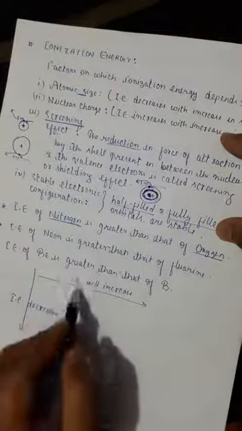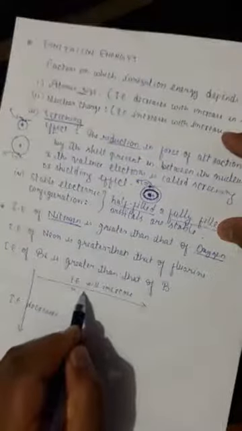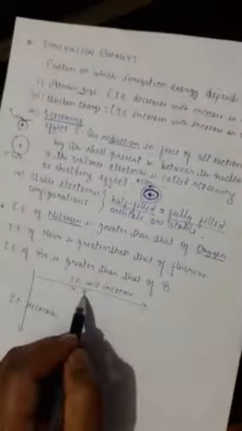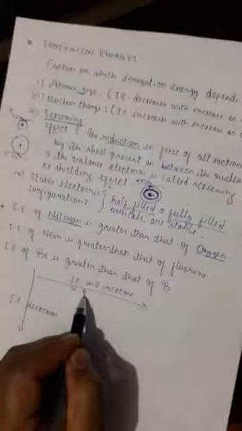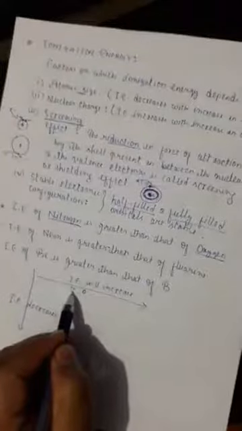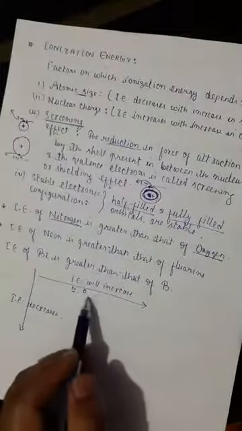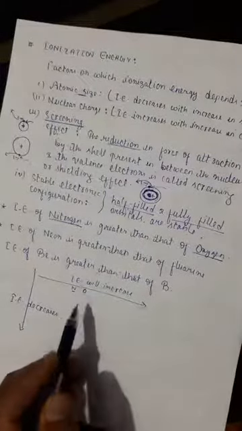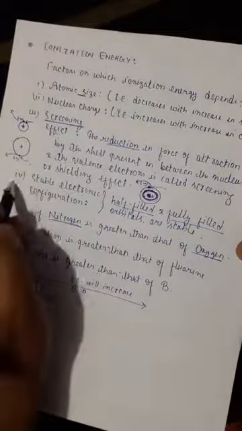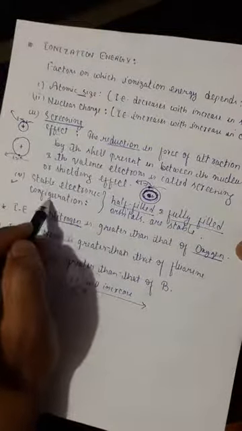Why? Because nitrogen comes first, then comes oxygen. Yes or no? So according to this trend, oxygen should have been possessing more ionization energy, but actually nitrogen has more ionization energy than oxygen. And what is the reason? The reason is this fourth point, stable electronic configuration.